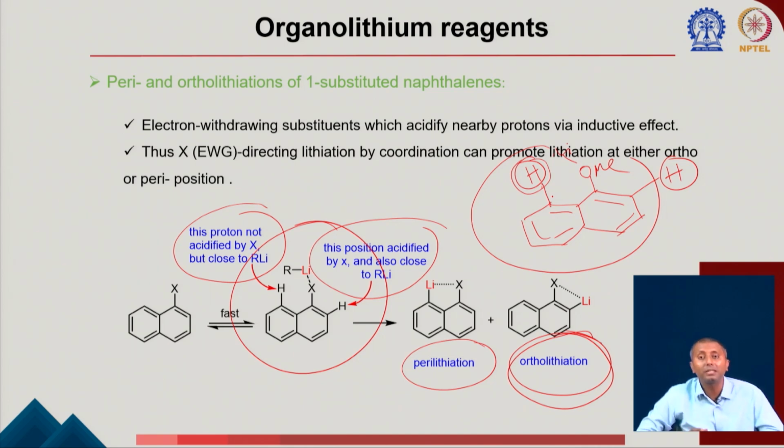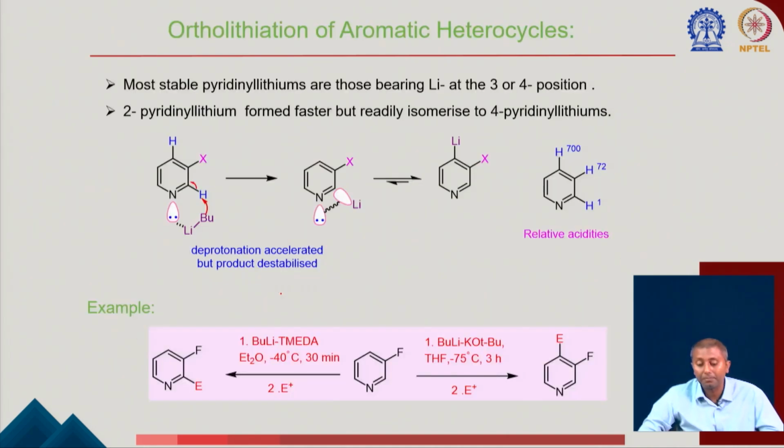So that's why, if you look in the literature, when you go for this type of lithiation of naphthalene with some sort of X, meaning some sort of directing group like a methoxy, people end up getting a mixture of products.